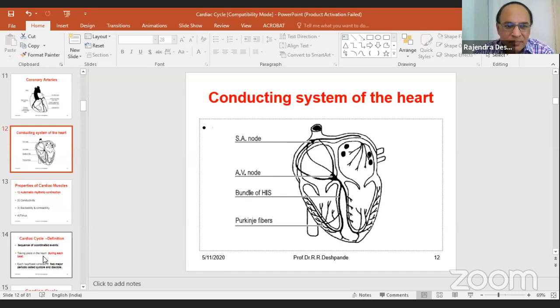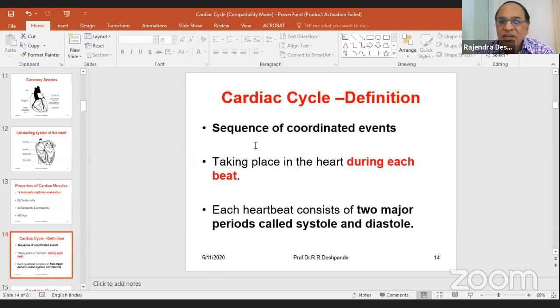Okay. Next. What is the definition of the cardiac cycle? These are the sequence of coordinated events. Coordination is very important. These cardiac cycle events take place in the heart during each heartbeat. In each heartbeat, all these events are taking place. Each heartbeat consists of two major things. One is the systole. Systole is the contraction of the chambers. See my hands, contraction. So ejection will take place.